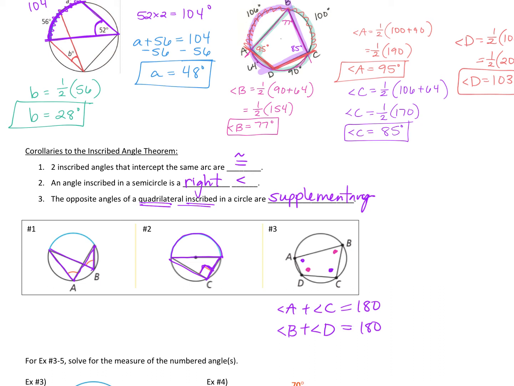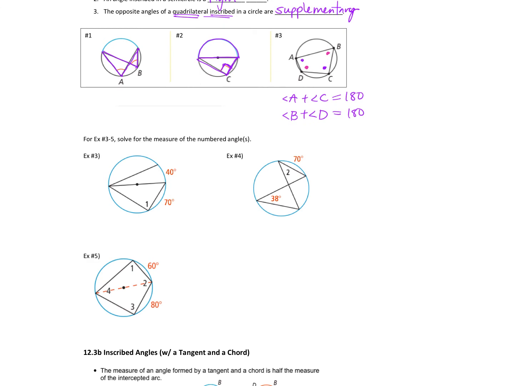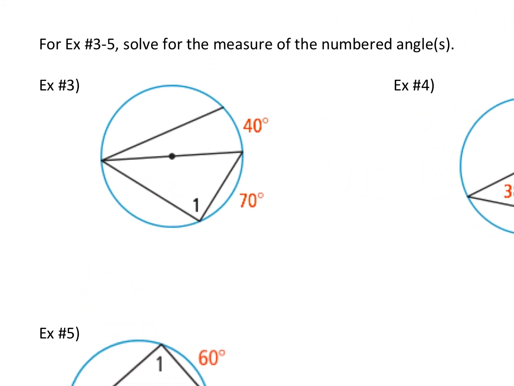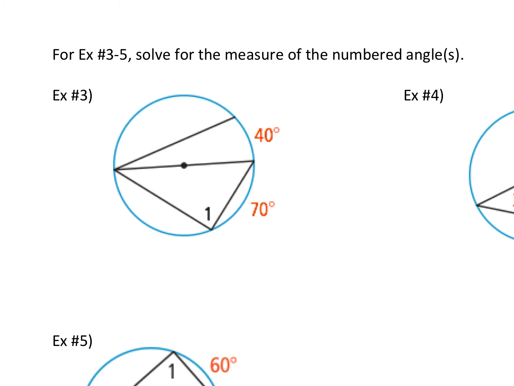Questions on any of those 3? Okay. Then we're going to try a few, and then we're done. One really good thing to do on these types of problems is look for diameters, because diameters tell you a lot. So when you look at this example 3, do you see a diameter? Yes. Your diameter is here, right? Which means this is 180.